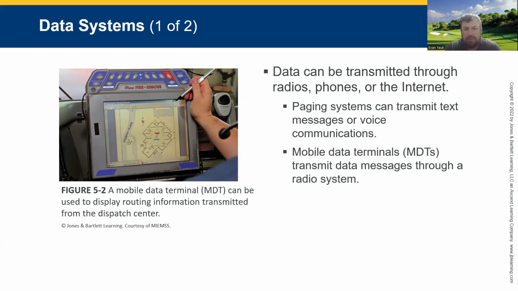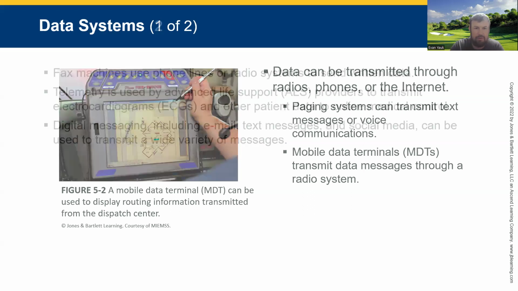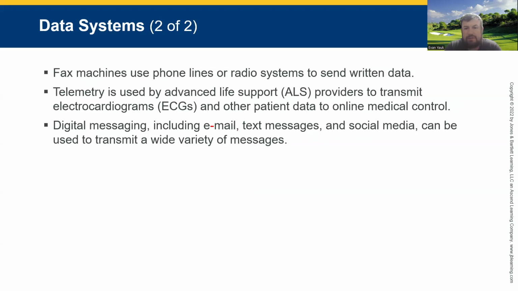Mobile data terminals, or MDTs, transmit data messages through a radio system and are frequently incorporated into a mobile radio system. Fax machines use phone lines and radio systems to send written data. Telemetry is used in advanced life support. So we send ECGs or EKGs, 12 leads, whatever you want to call them. We can do a 12 lead in the truck, hit a button, and transmit that information directly to medical control, directly to the hospital we're headed to. So they have that 12 lead before we ever arrive.